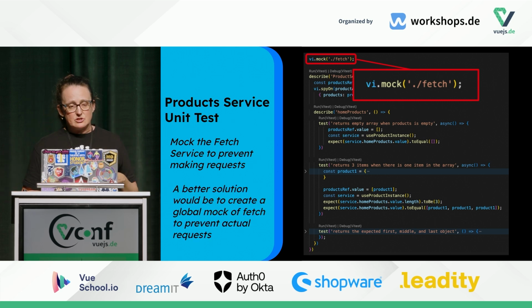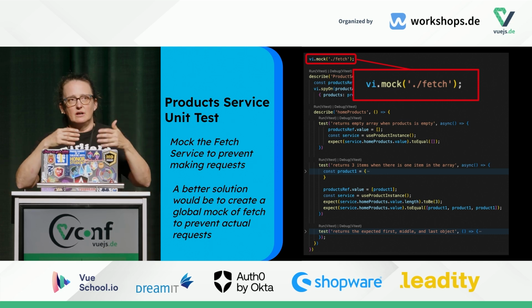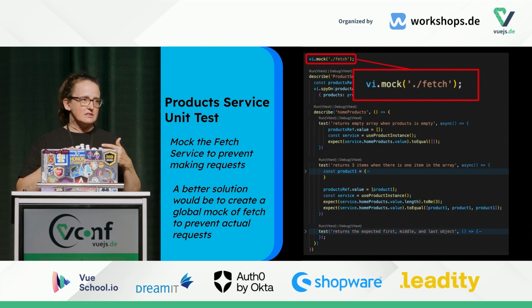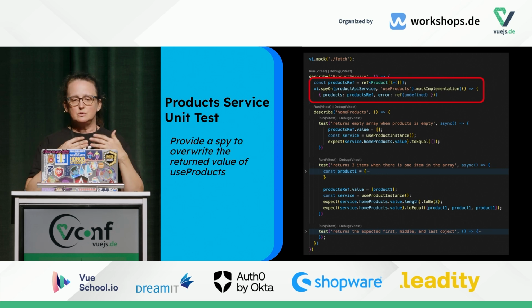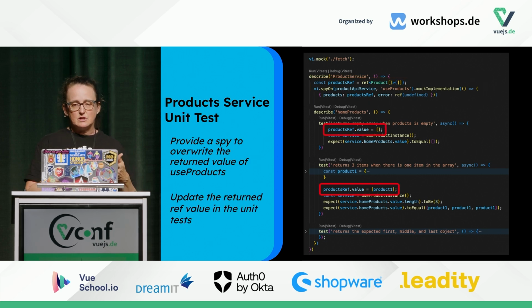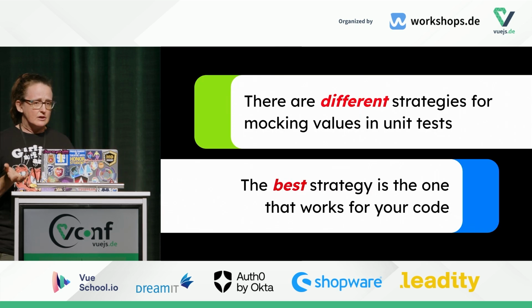But a better implementation of this would be to provide a global mock so that none of your tests can actually hit the endpoints. Because if you do it on every test file, it's guaranteed that somebody's going to forget it somewhere. And then I'm going to use spies to tell useProduct what to return to me. So in this case, I've set up a ref that I'm returning through the spy, and then in each of the unit tests, I'm setting the value of that ref so that I can get that value out of it.